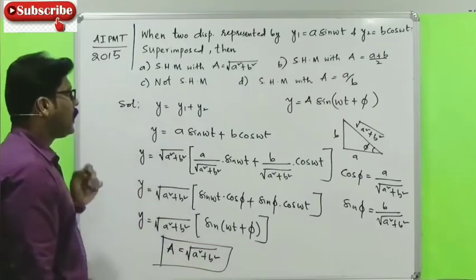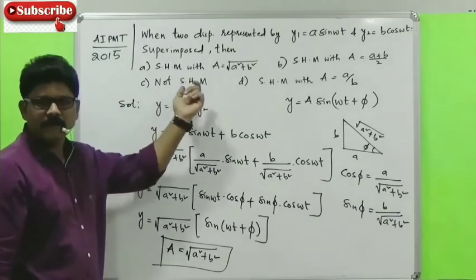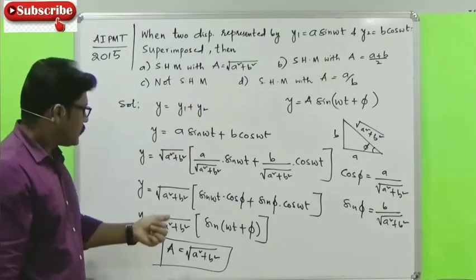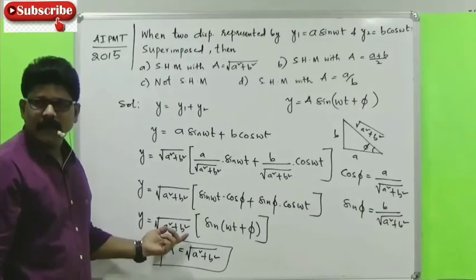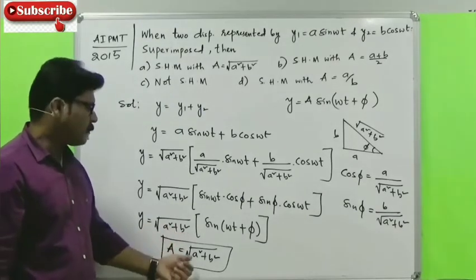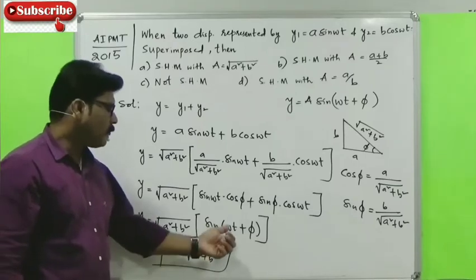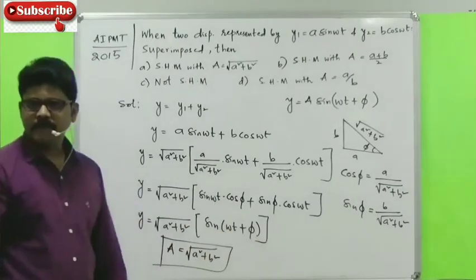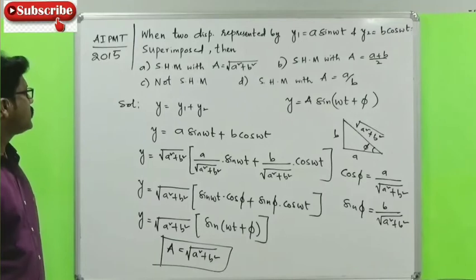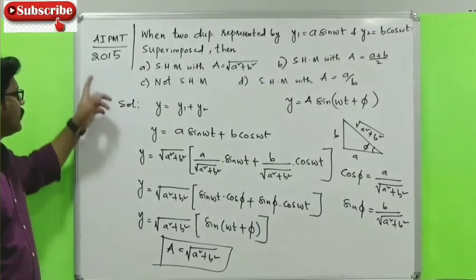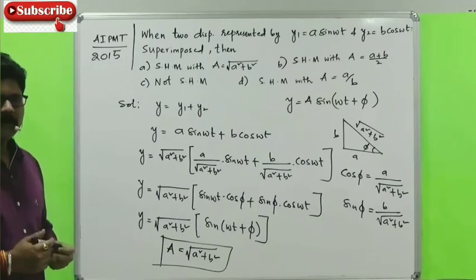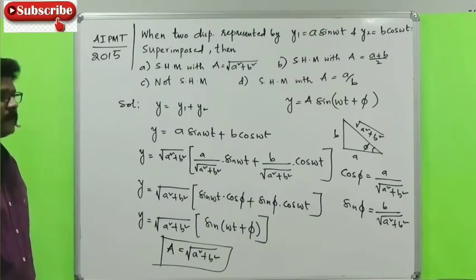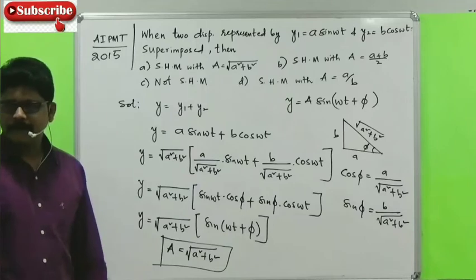So it is a simple harmonic oscillator or simple harmonic motion with the resultant displacement y. This is the resultant amplitude under root of A square plus B square and sin of omega t plus phi. So clear this, which was asked in All India Pre-Medical Test 2015. Then next we will start JEE questions in the next class.